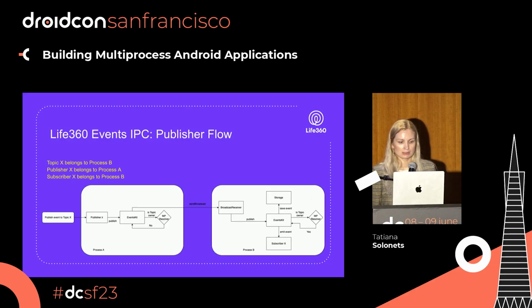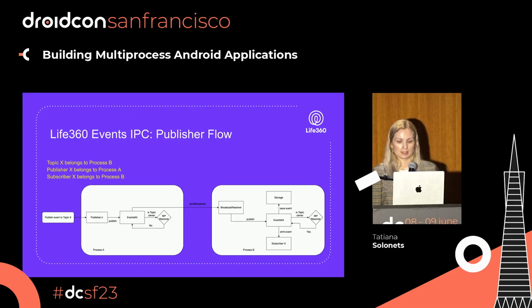Now, imagine if we have topic X belonging to process B, so it's stored in process B. And then a publisher from process A wants to publish into it. How it works, it also tries to publish into Events Kit, and Events Kit has its own instance of the multiprocess resolver. It's asking, is this process on this topic? And the answer is no.